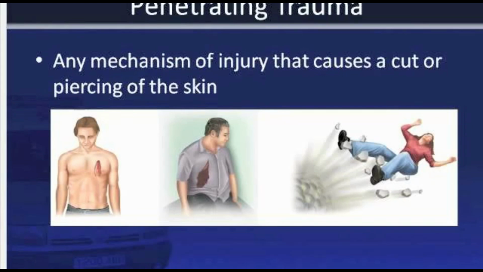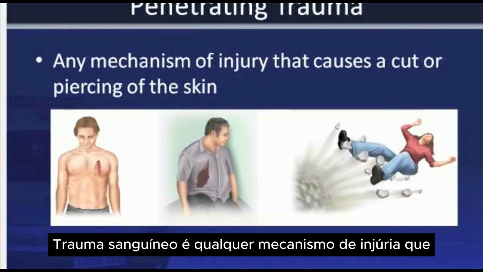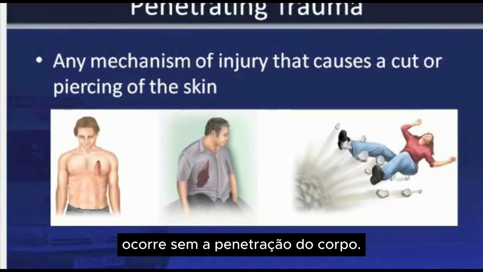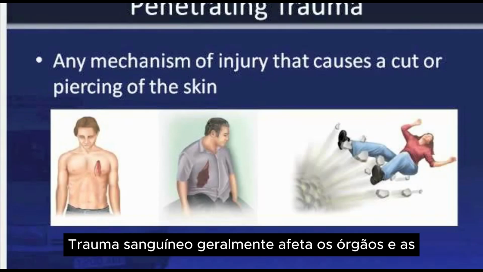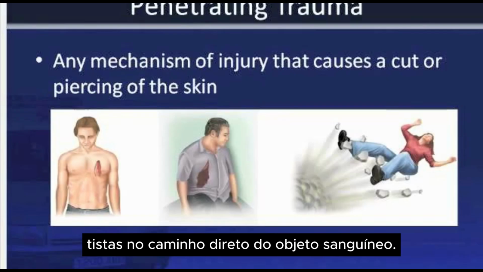Penetrating trauma is any mechanism of injury that causes a cut or piercing of the skin. Examples include gunshot wounds, stab wounds, and blast injuries. Penetrating trauma usually affects organs and tissues in the direct path of the wounding object.